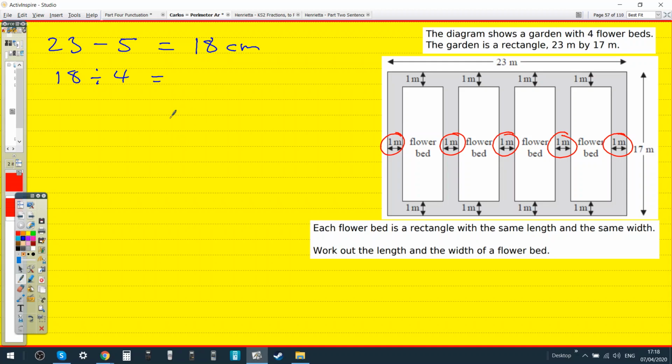Is this a calculator question? Yeah, these are still calculator. We did all the non-calcs and that's calc. Okay. So it'll be 4.5. So it's 4.5 centimeters. That's the width.